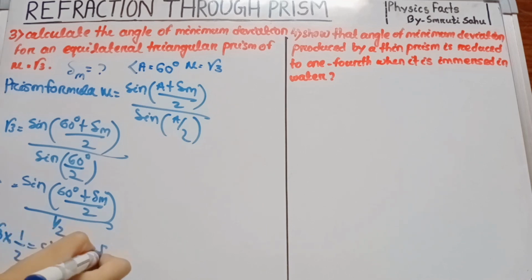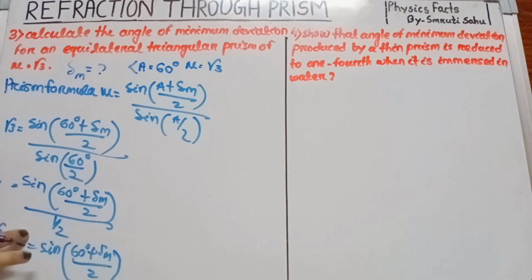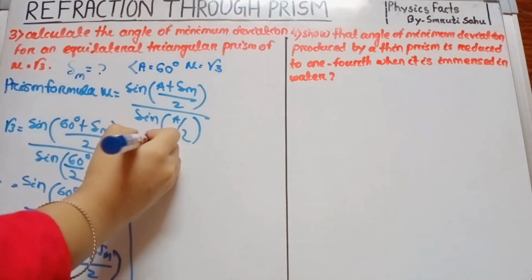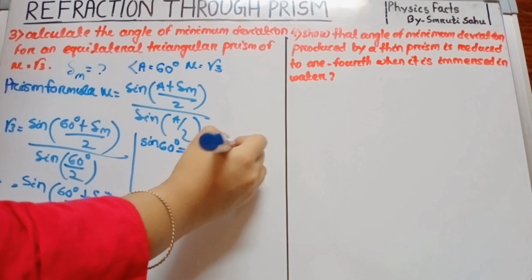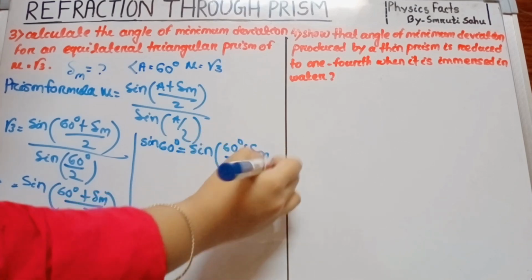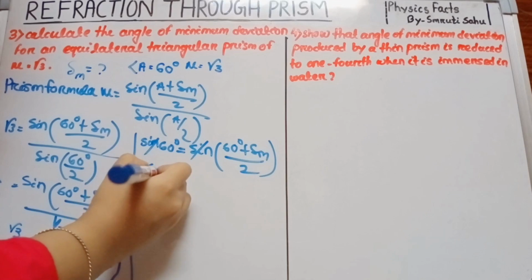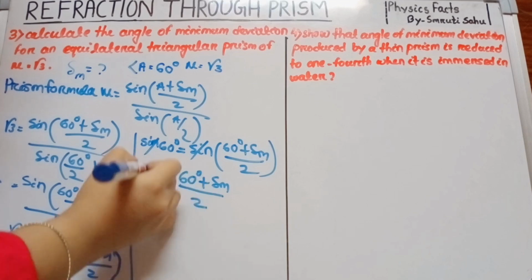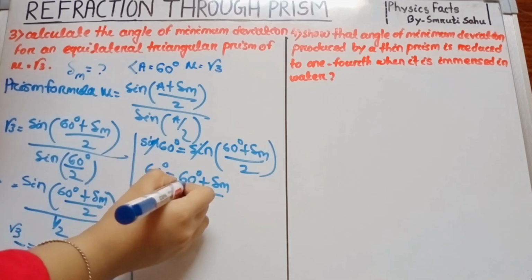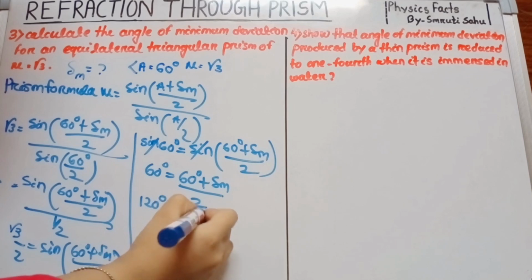of (60 degrees plus delta m) by 2. Then root 3 into half means root 3 by 2. Then sin 60 degrees equals root 3 by 2. So root 3 by 2 we write as sin 60. Sin 60 equals sin of (60 degrees plus delta m) by 2. Sin cancels. Then 60 degrees equals (60 degrees plus delta m) by 2. 2 goes to this side, 120 equals 60 degrees plus delta m.